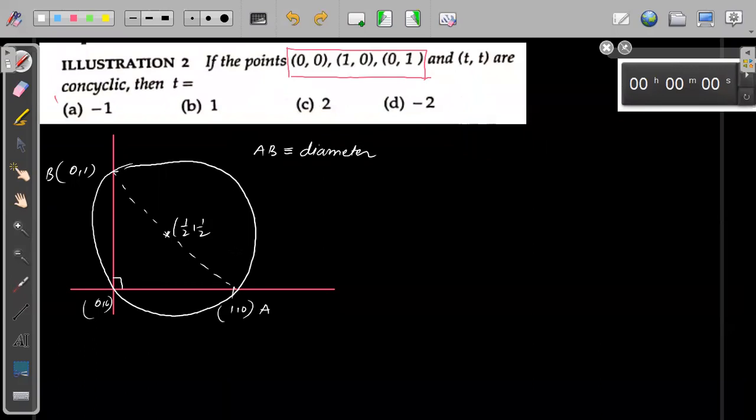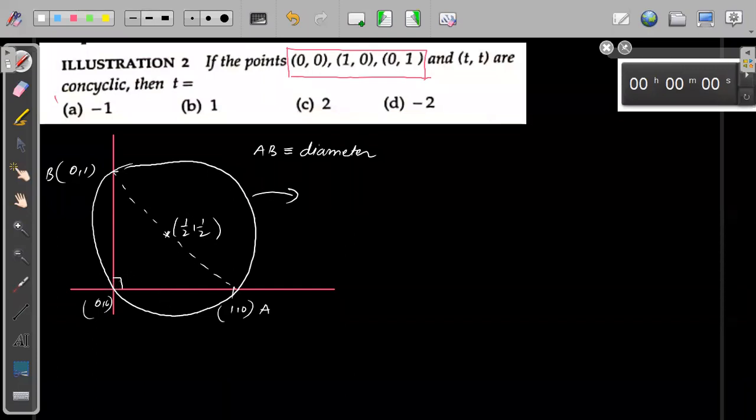Either you can solve it like this, or otherwise, since we have all the values, we can actually find the equation of the circle. What is the radius of this circle? The length of AB is the square root of 1 square plus 1 square, that means root 2 is the diameter. So what is the radius of this circle? 1 by root 2 is the radius of the circle.